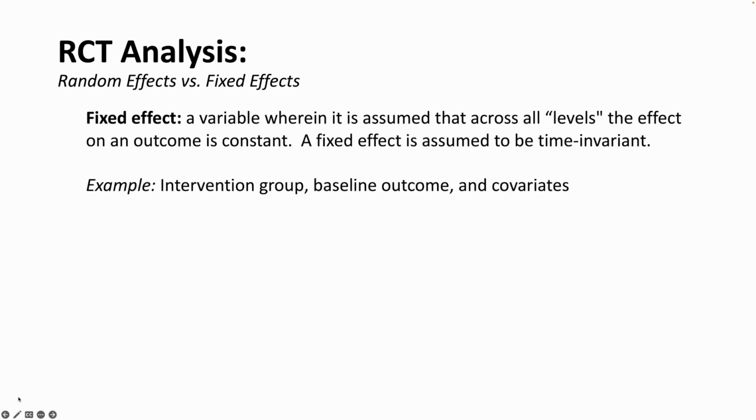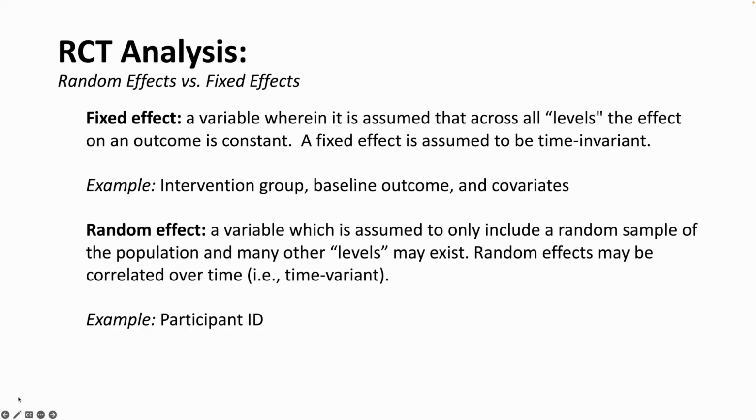Next, in terms of random effects versus fixed effects, something that you might have already heard of, a fixed effect is a variable wherein it is assumed that across all levels, the effect on an outcome is constant. A fixed effect is assumed to be time invariant. That means that we're looking at something that is not changing over time. What happens at baseline is going to be the same across different time points. And thus examples of this are going to be intervention group, baseline outcome, and also our covariates.